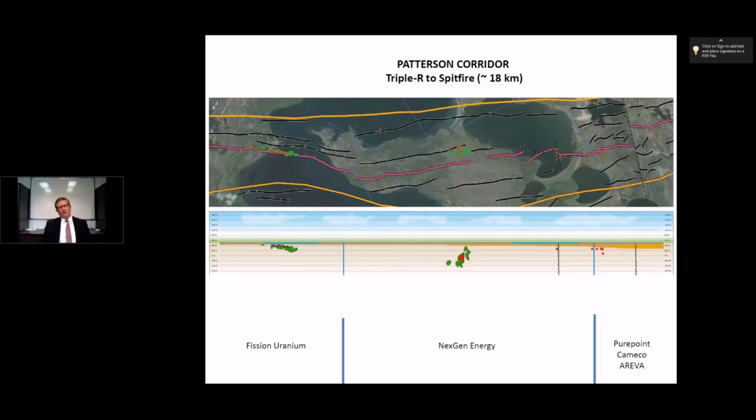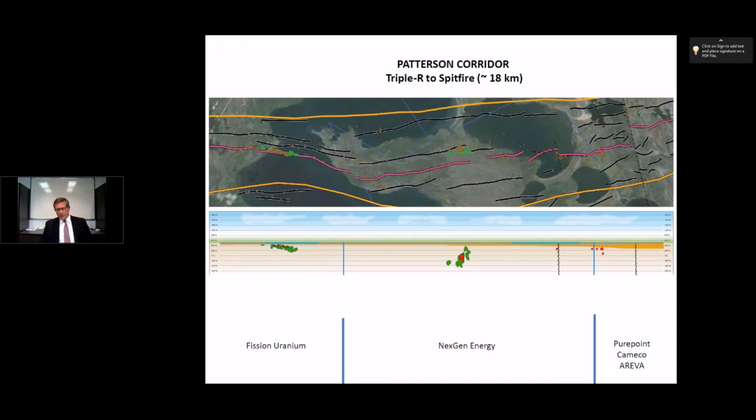In the top part of this slide, you're looking at the corridor, obviously. In it, on the left, that's the Triple R deposit. In the center, we see NextGen Energy's Arrow deposit. And then off to the right, we see the other NextGen and Hook Lake discoveries as well.